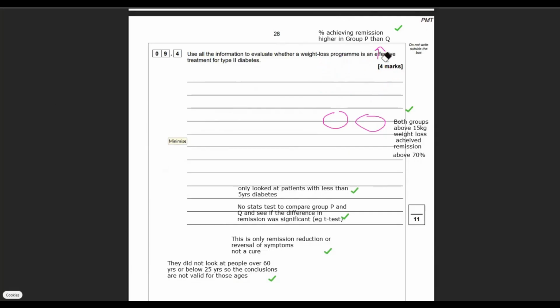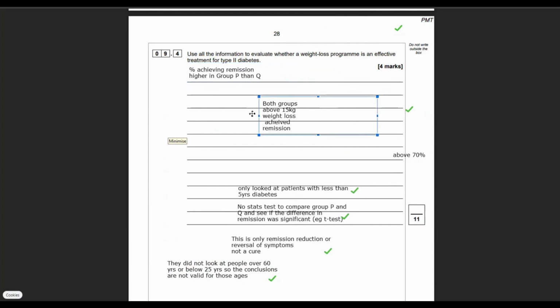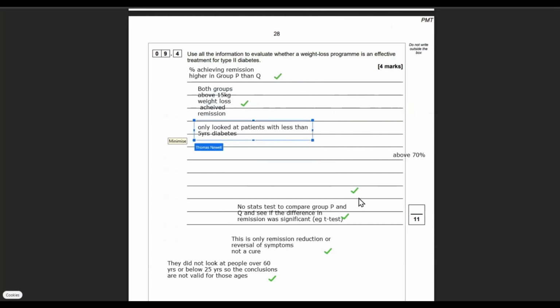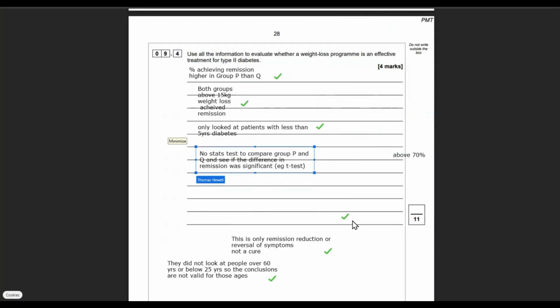Also, the age range, they looked at 25 to 60. We cannot say that the weight loss program is effective for people under 25 or over 60. So that's not necessarily negatives, but they're things that we need to evaluate and include in our conclusions.